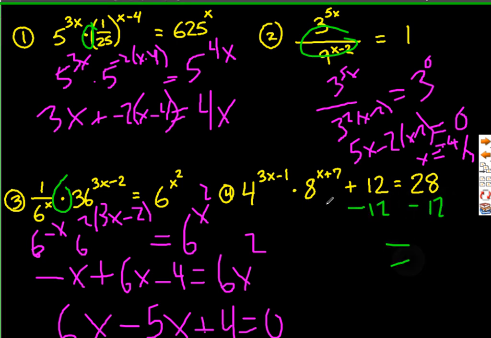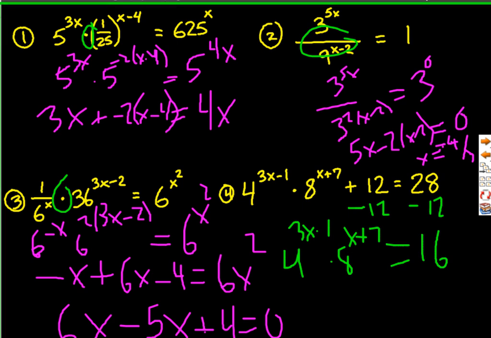Move that 12 over. Now you have 16 on the right-hand side. Everything else still the same. And now you can go through the exact same step to finish this problem off. Now you have all multiplication. Now you can use the same base.